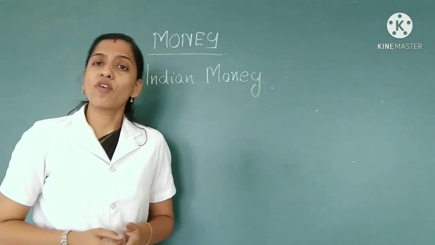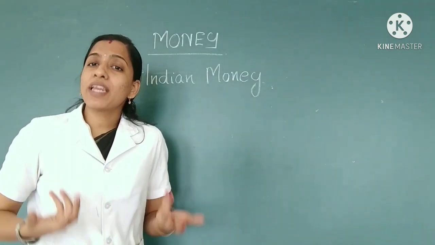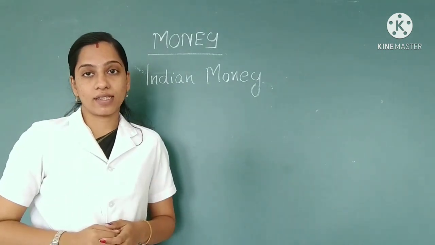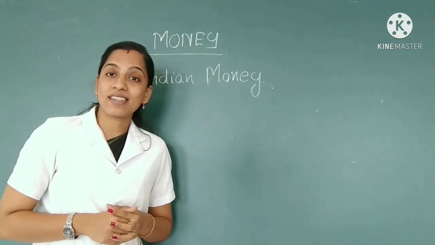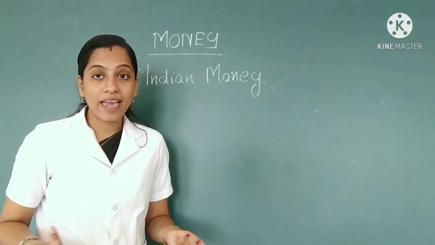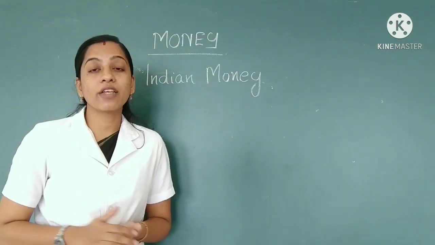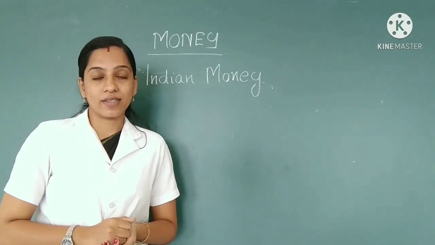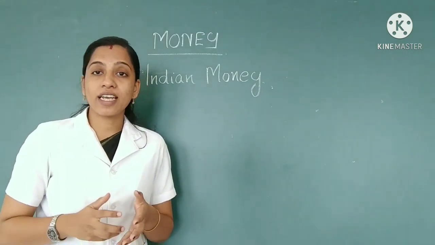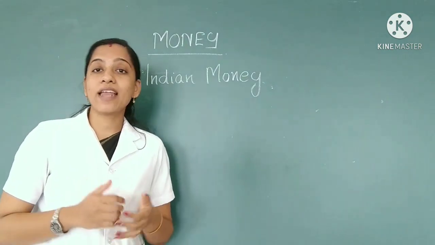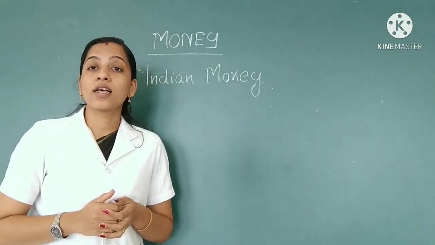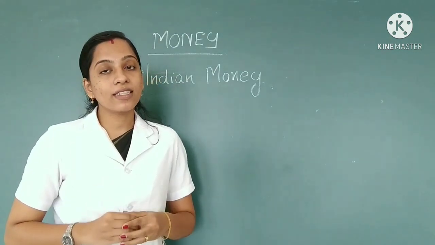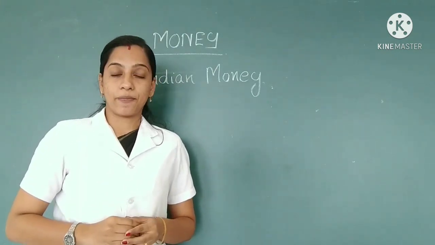Do you know children, what is money? And why do we need money? Yes, we need money to buy things. Have you seen money? Yes, we have seen money, right? And we use money in the form of notes and coins, isn't it? Yes. Do you know children, every country has its own notes and coins. That is called its currency. That is, the money of a particular country is called currency.